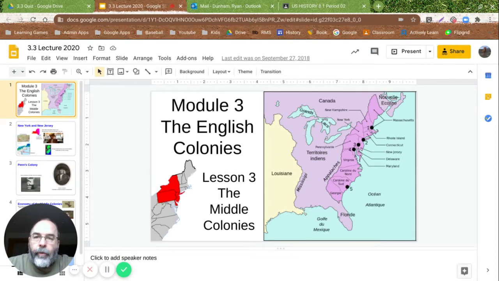Through 3.3, so still in Module 3, the English colonies, but this time we're dealing with the middle colonies. So we're talking about the central location here. You can see in red the ones that are in the middle, between the New England colonies and the southern colonies.